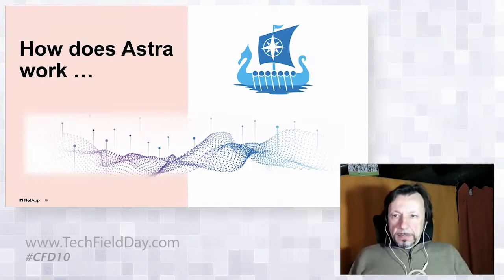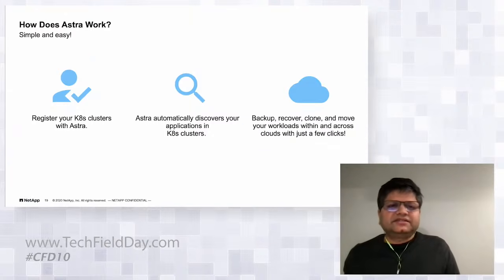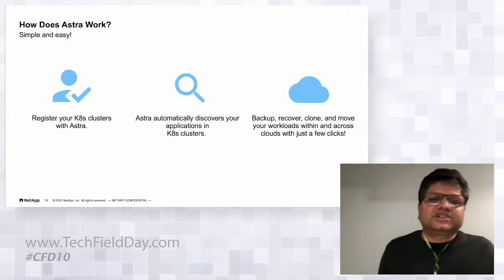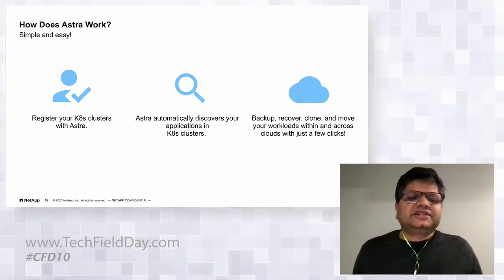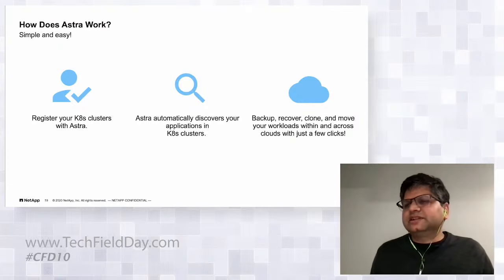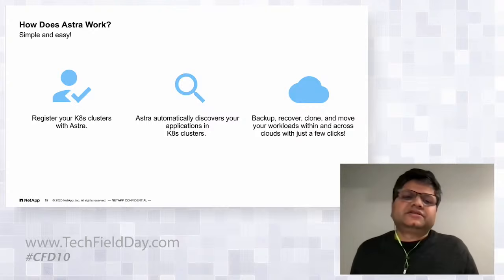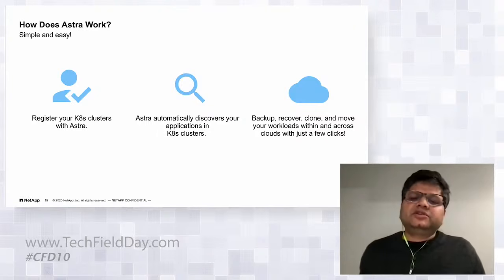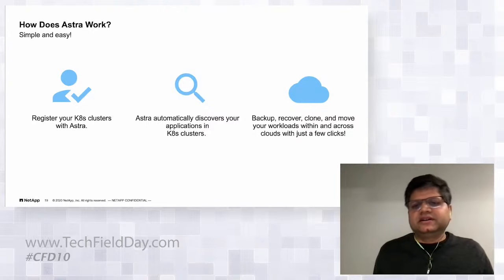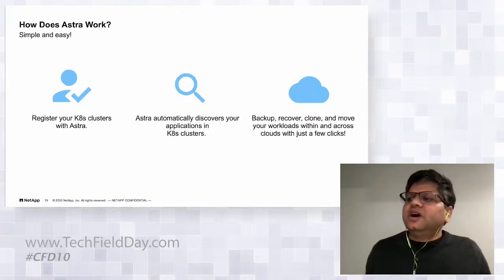So how does Astra work? So Astra today, literally, these are the 3 things. It works in 3 simple and easy steps. The first thing that you do is you just register your Kubernetes clusters with Astra. That's the first thing: you have to tell Astra that, hey, I want you to manage or watch these clusters. Once you do that, Astra will automatically discover your applications in the Kubernetes clusters.